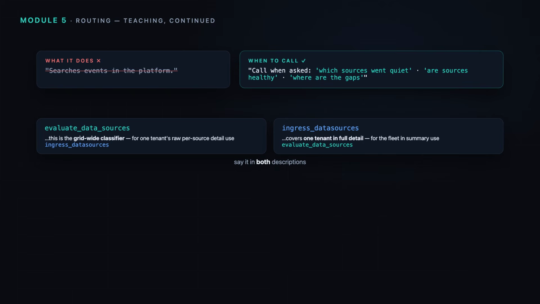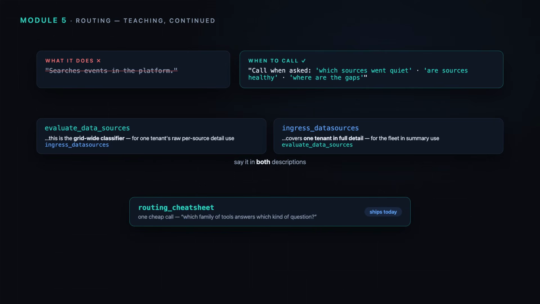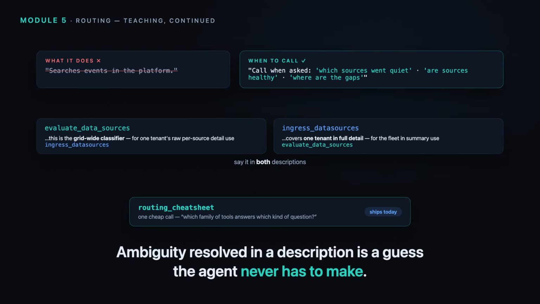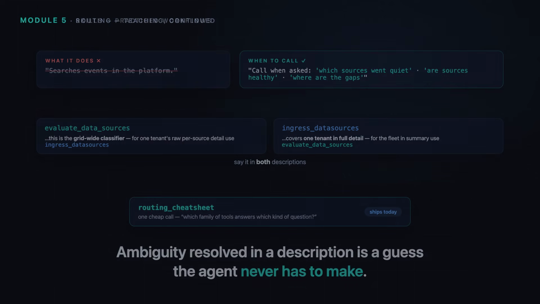And publish one cheap capability whose only job is the map. Ask it which family of tools answers which kind of question. We ship exactly that, a routing cheat sheet the agent can consult before it chooses. Ambiguity you resolve in a description is a guess the agent never has to make.